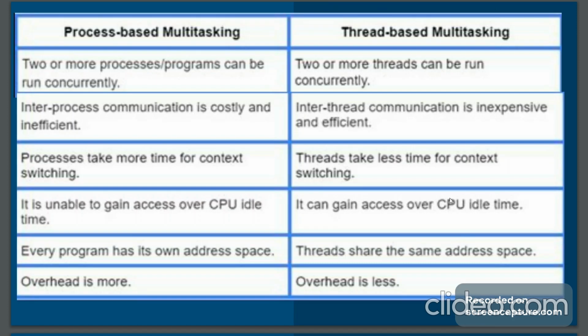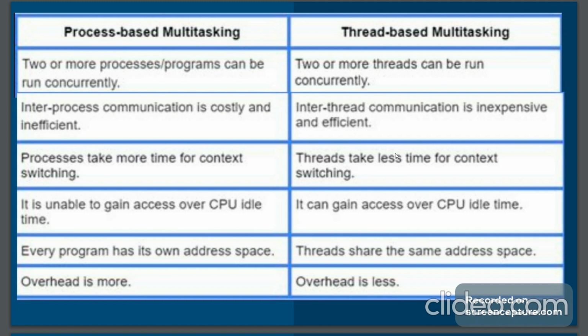Now, in process-based multitasking, more than one program is running. In thread-based multitasking, two or more threads will be running at the same time. In process-based multitasking, we have to jump from one application software to another. Therefore, the context switching process takes more time. But in thread-based multitasking, switching between threads is quite inexpensive and takes less time because the threads are available in the same program.